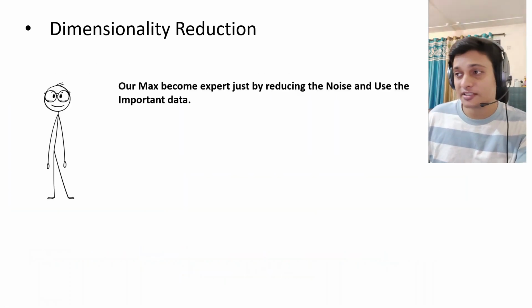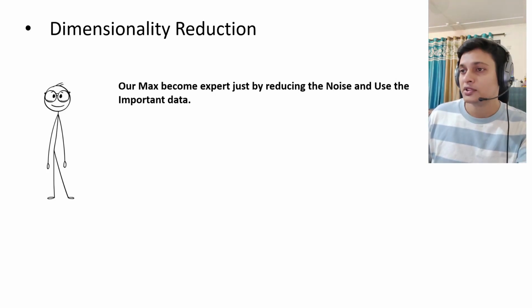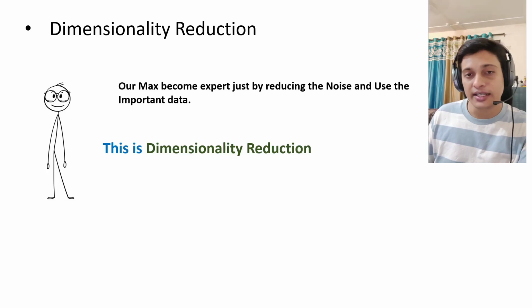Our Max became an expert just by reducing the noise. These noises are those columns which are not required all the time. But if it is there in a recipe book, then it will be counted as a column. So our Max became an expert just by reducing the noise and using the important data. So this is dimensionality reduction. What we did is we reduced the dimension, we reduced the columns, we reduced the data to the important data. We just ignored all the noise, we just used the required ones. And in this way, we have segregated our data.